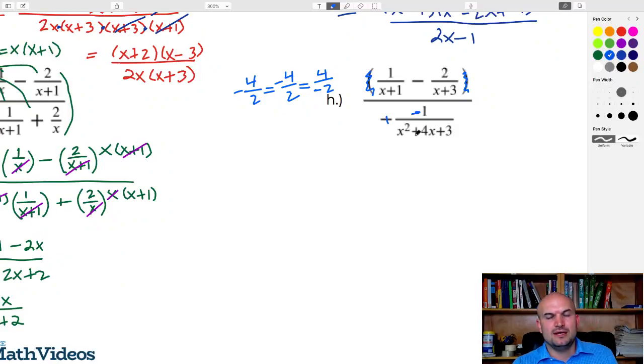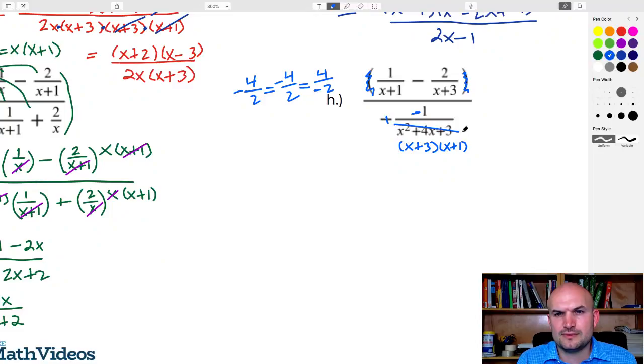Okay. Now, again, first thing we want to do is simplify this. And I see that I can factor this into x plus 3 times x plus 1. And therefore, that's helpful because when identifying my LCD, I just see that these already have that in my denominator. So the LCD here is just going to be this product of x plus 3 times x plus 1.